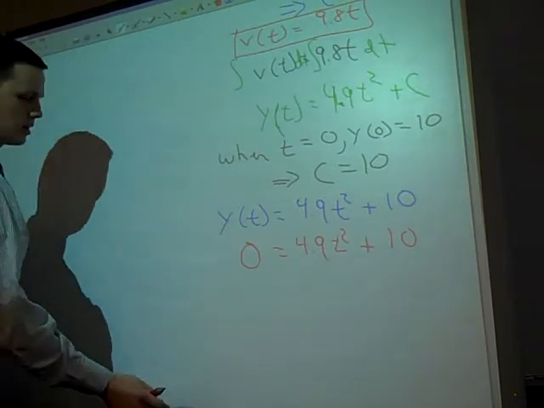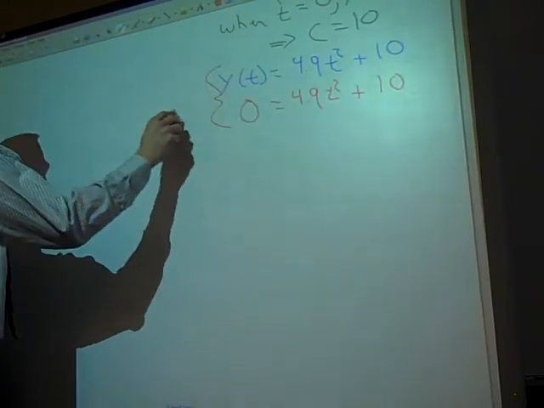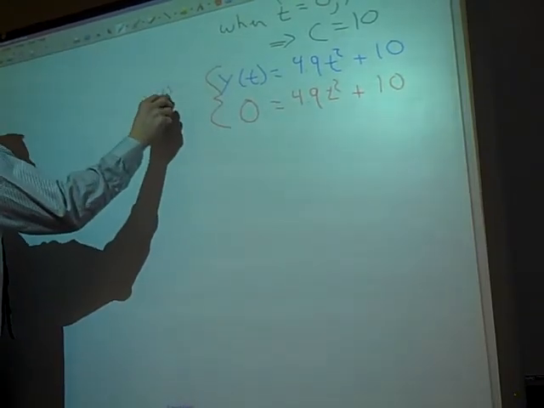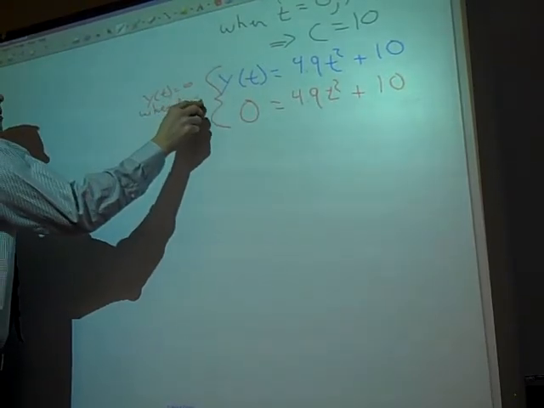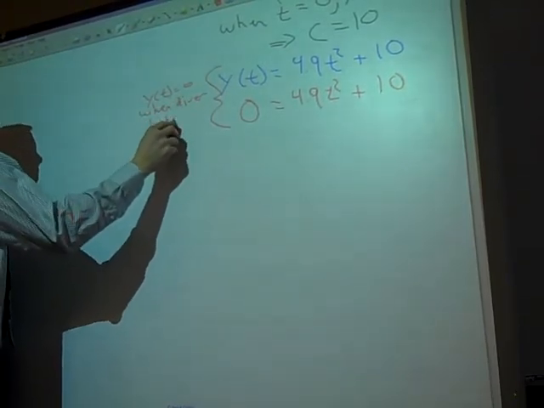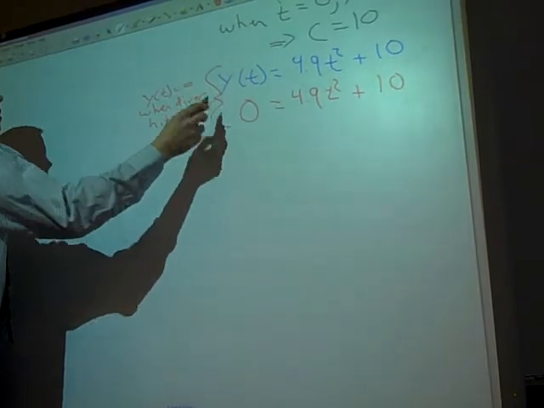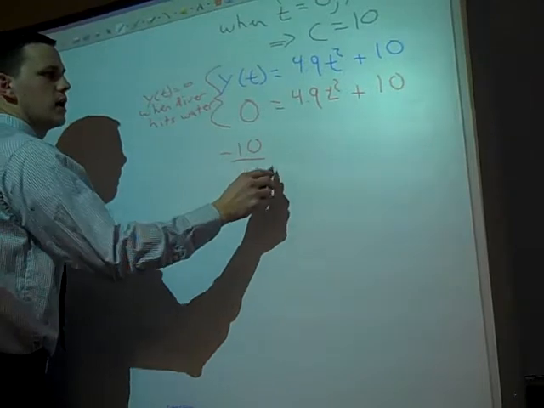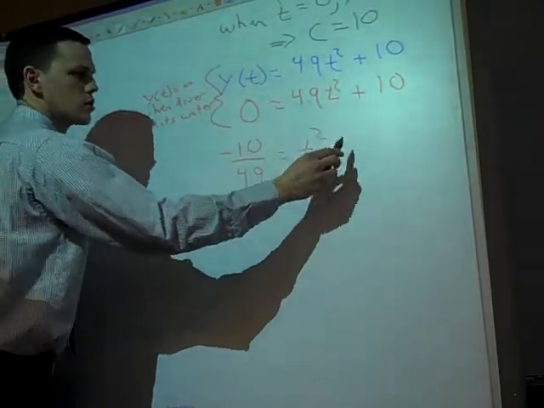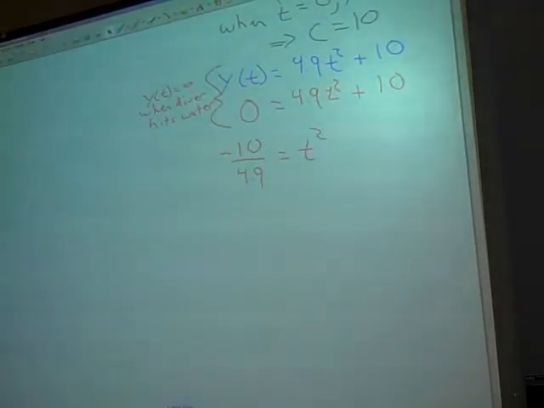Okay, so basically, what am I doing here? I'm saying y of t equals 0 when the diver hits the water. Solve for this. You get negative 10 over 4.9 equals t squared. Okay, this is bad.